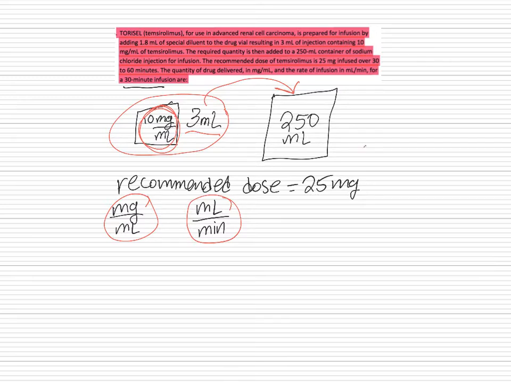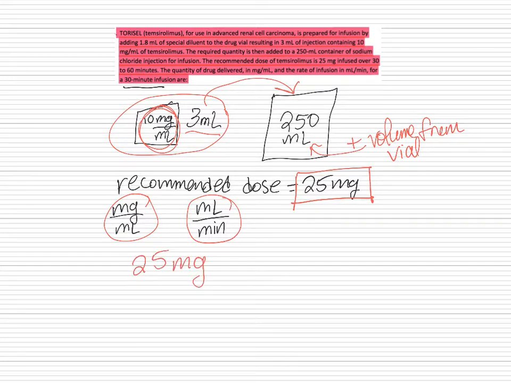So your total volume in the end is going to change too, right? Because you're going to be adding plus volume from the vial. So what happens is, since our recommended dose is 25 mg, we need to measure out from the vial to give us the 25 mg. We need to measure out a volume that will contain 25 mg.